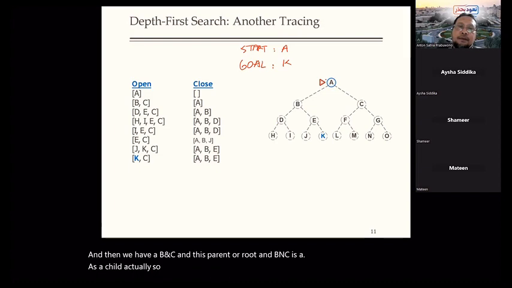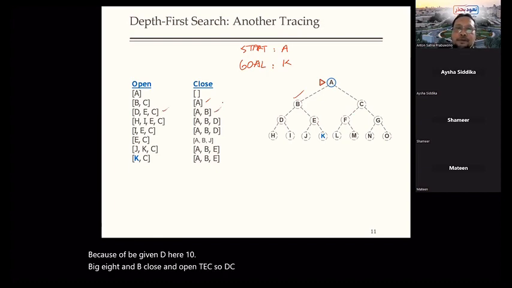So the branches of A are B and C. Because B and C are given, then A is closed, and again, B is given D and E. So because of B given D and E, B is closed and D, E, C are open. So D, E, C open, A and B closed, and then we continue with D, given H and I. So A, B, D closed, and H, I, E, C are open.